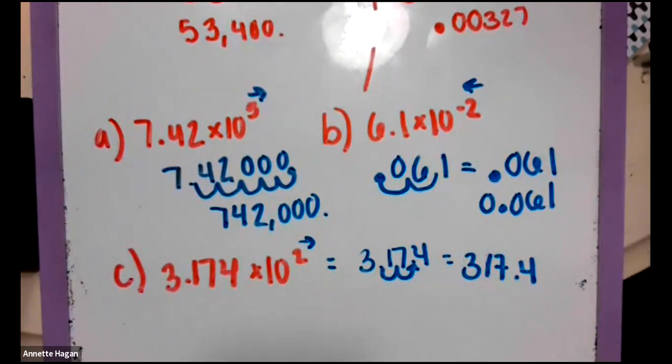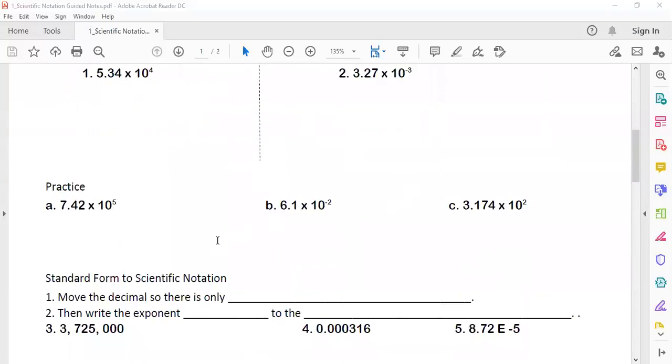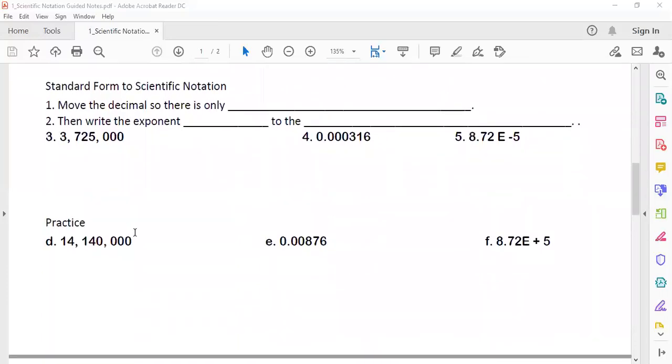So I'm going to pause this, and I'm going to flip back to our guided notes for a second to put in some more fill in the blanks, and then I'm going to flip back to the whiteboard. All right, so there's a lot going on here. Now we've gone through example 1, example 2, and practice A, B, and C. So now we're going to talk about how we move from standard form to scientific notation. What do I need to do here?